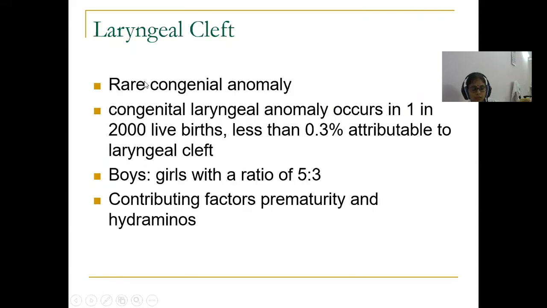So coming to another subglottic anomaly, it's laryngeal cleft. This is the rarest congenital anomaly of the larynx. It occurs in 1 in 2000 live births, less than 0.3% attributable to laryngeal cleft. Boys, again, are more commonly affected, with a ratio of 5:3. Contributing factors: it's usually common in premature babies and in heteromeres.